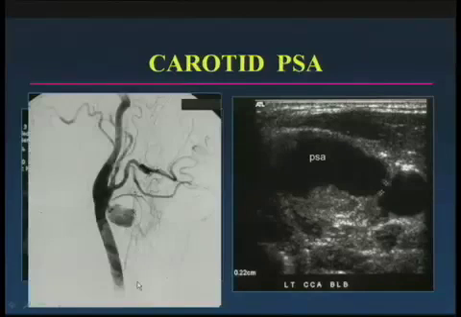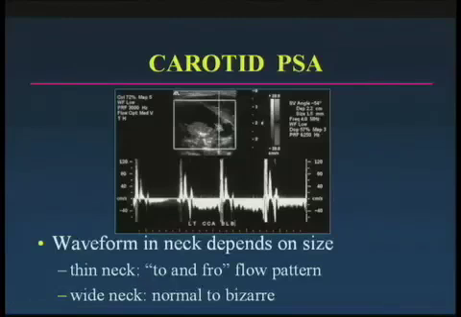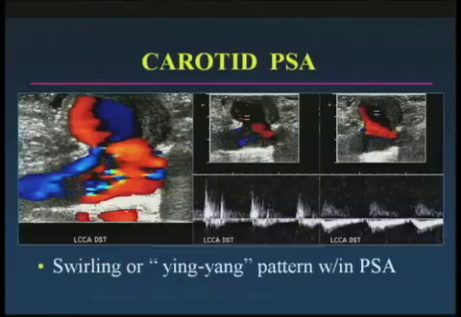And here's the angiogram. Another example demonstrating the waveform in the neck, which has the classic to-and-fro pattern, but you only see that if the neck is actually thin, as in the case I just showed you. If the neck is very wide, the waveform can be even normal, but often quite bizarre. This is a patient who developed a pseudoaneurysm following a carotid endarterectomy, and I've included it because it shows that nice typical yin-yang appearance of the color flow in the pseudoaneurysm itself, but it doesn't have the typical to-and-fro pattern in the neck, and that's because that neck is so wide.